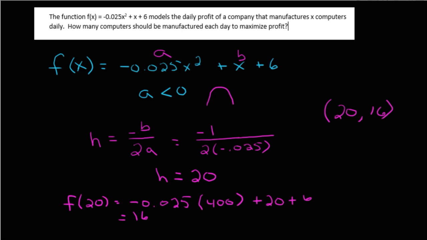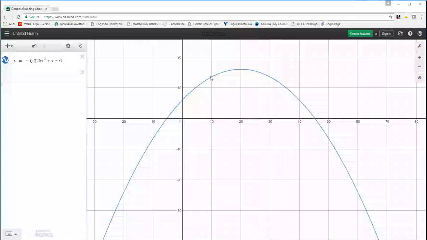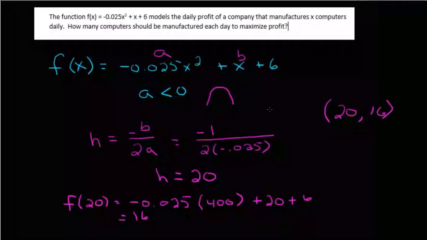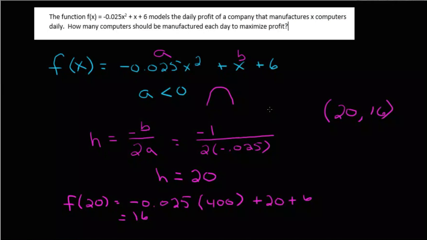I've already graphed this out, so we can see there's 20 and there's 16. Now, hopefully this company represents thousands of dollars, or maybe even millions of dollars, because if you're making $16 a day, that hardly seems worth it. But that's beside the point.